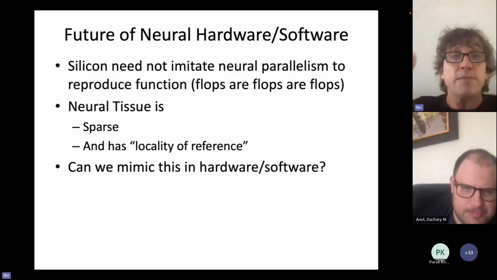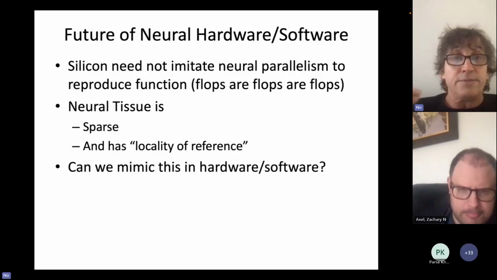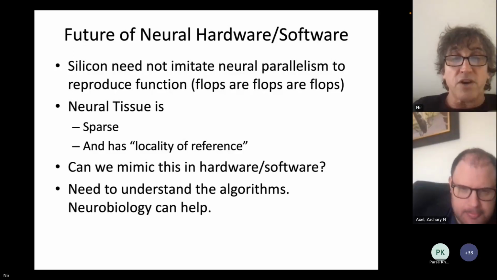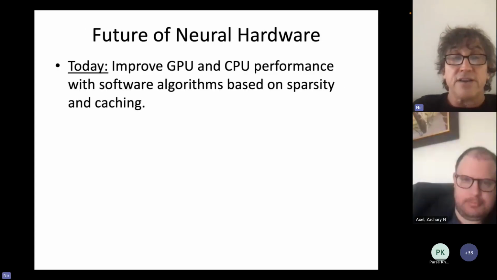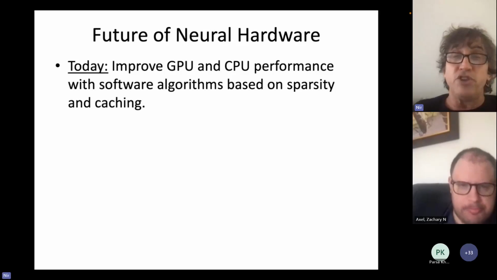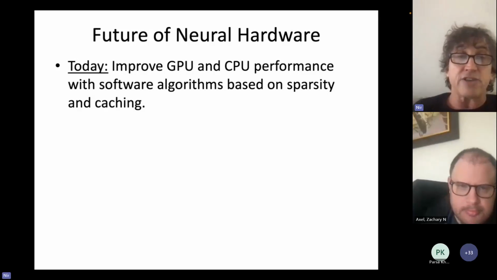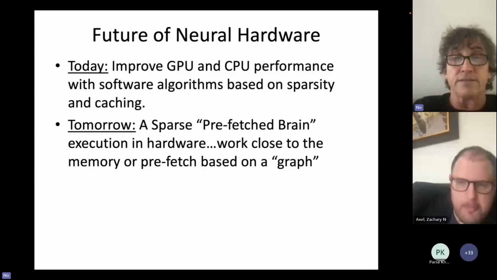So the question is, can we mimic this? Not so much the flops and flops that we think we need, but rather the sparsity and the locality of reference. We need to understand the algorithms for that, and we don't understand them yet. So today, we're trying to improve GPU and CPU performance with software algorithms based on sparsity and caching: sparsity like the brain, caching like the locality of reference of the brain. And tomorrow, hopefully, we can build in hardware some kind of sparse prefetched brain that will execute all in hardware.